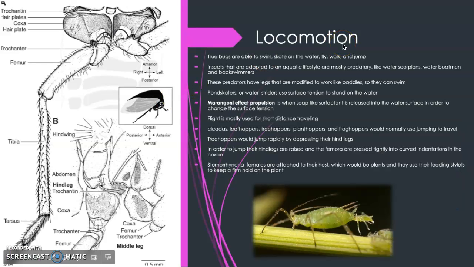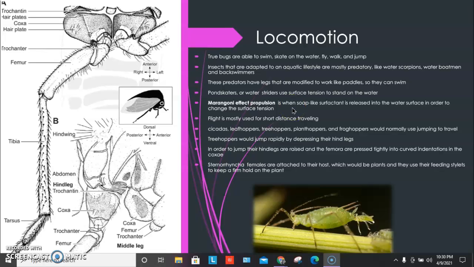Okay, so for locomotion, like I said, they have tons of ways. They can skate on water, they can fly, they can walk, and they can jump. Bugs that are adapted to an aquatic lifestyle are mostly predatory, like water scorpions, water boatmen, and backswimmers. Think about the giant water bug. I don't know if you can really see in the video, but they have legs that are modified to work like paddles so they can swim.